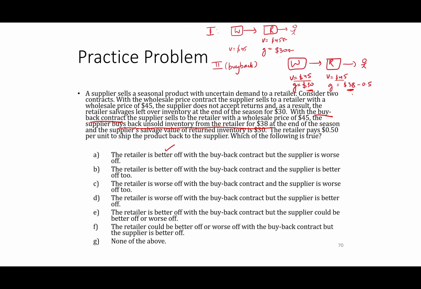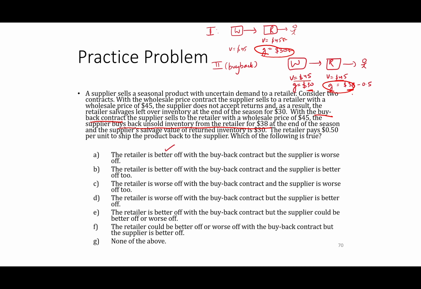The first thing that we can see is that the retailer's salvage value is going up. It's going up to 38 from $30. So since now it can make more, the loss that it has on each unsold unit reduces, it's better off, right? It's clearly better off with the buyback contract.